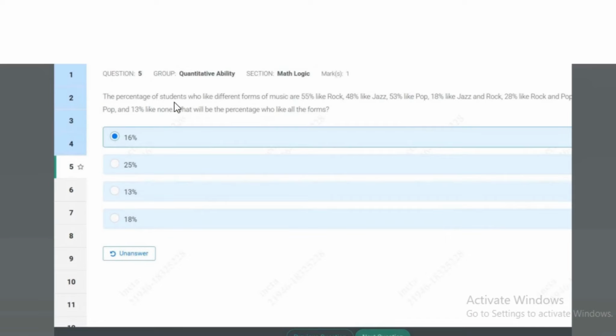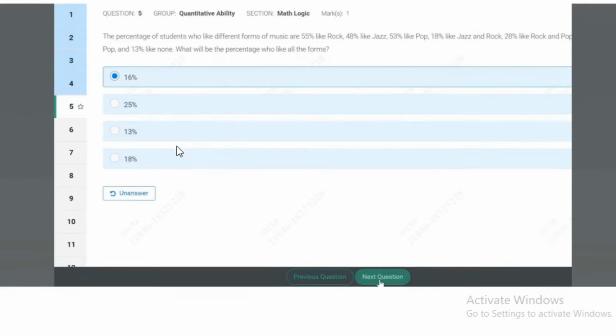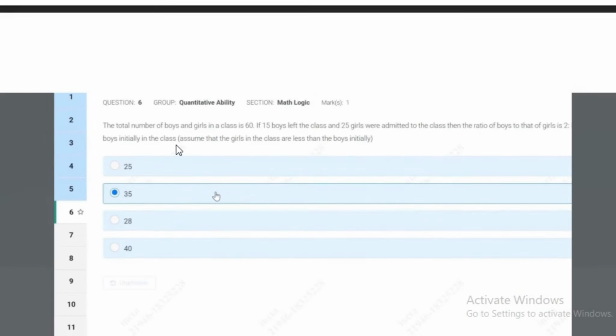And the next question falls under percentages. The percentage of students who like different forms of music are 55% like rock, 48% like jazz, 53% like pop, and 18% like jazz and rock, 28% like rock and pop, and 13% like none. What will be the percentage who like all the forms? And the answer is 16%.